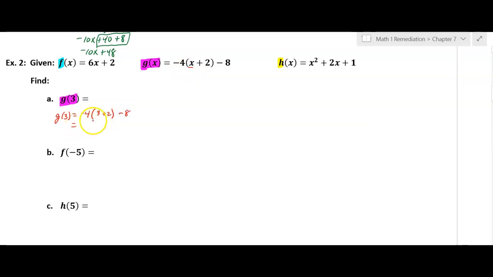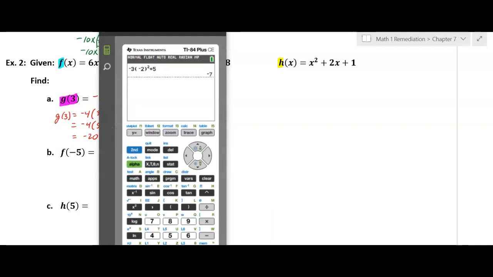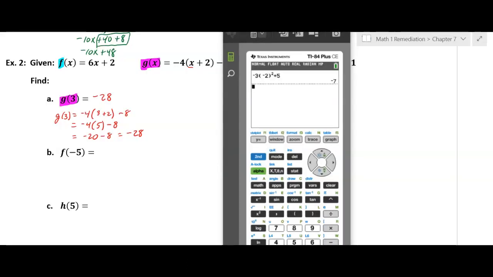Now, order of operations tells me to do what's in the parentheses first. So negative 4 times 5 minus 8 would give me negative 20 minus 8, which is negative 28. If you have trouble evaluating these, if you have a graphing calculator, all you have to do is plug it in exactly the way you see it right after your substitution. So negative 4, open parentheses, 3 plus 2, close parentheses, minus 8, hit enter. Right away, it evaluates it correctly for me.